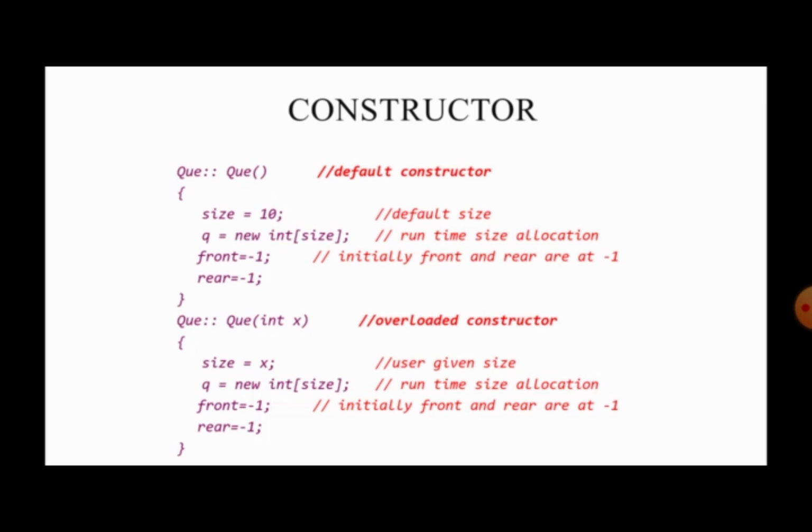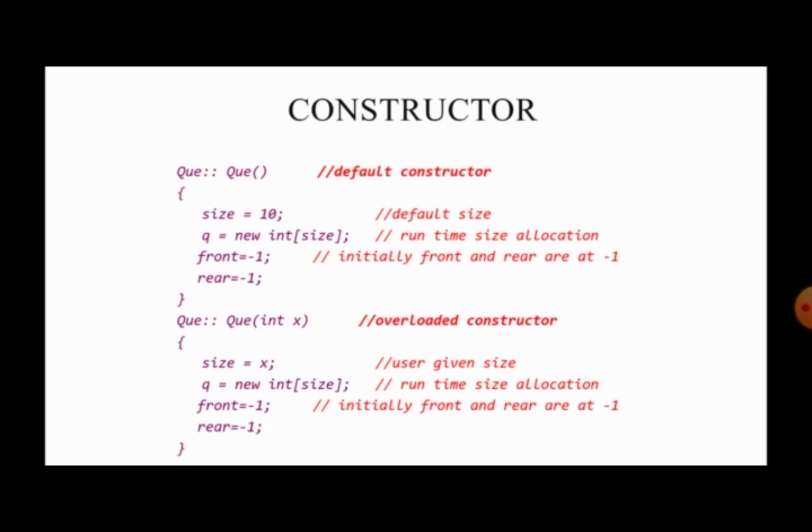Again, we are assigning front and rear to -1, as we know that initially the queue will be empty and there is no index which is -1.